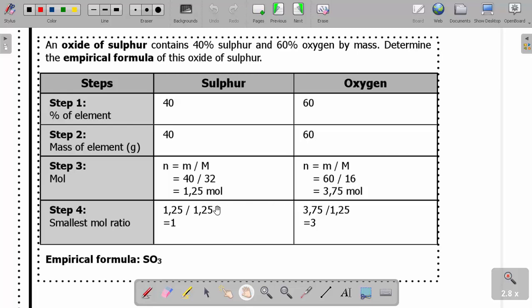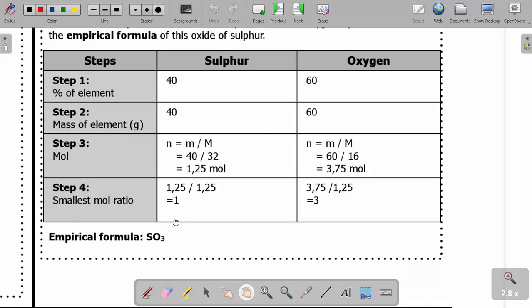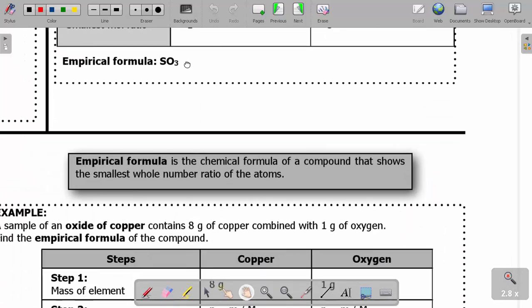So now if I check here, 1.25 and 3.75, which one is the smallest? It is 1.25. So in the next step, please divide by the one which is smallest. You're going to divide by 1.25 on both sides, which gives us 1, then 3. That means our empirical formula is going to be 1 sulfur and 3 oxygen. That's why it is sulfur trioxide. That's our empirical formula. Are we together?